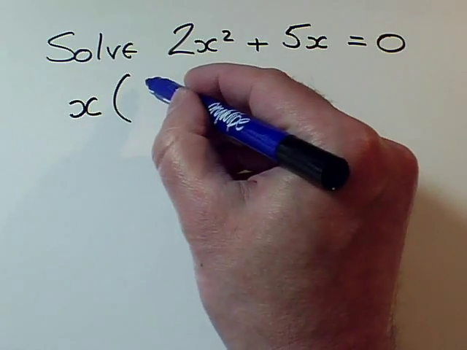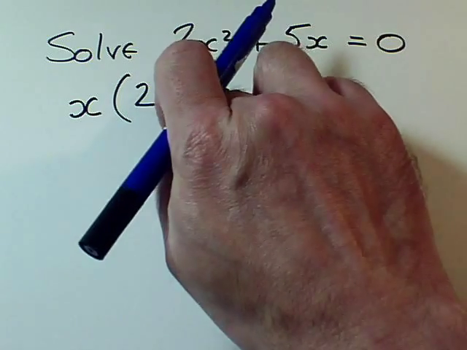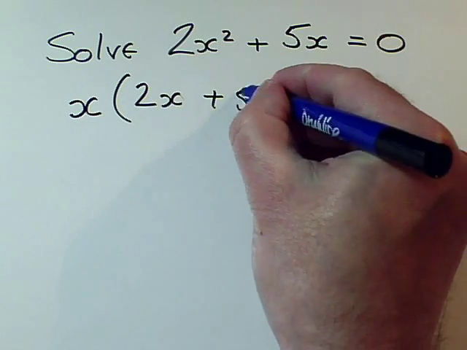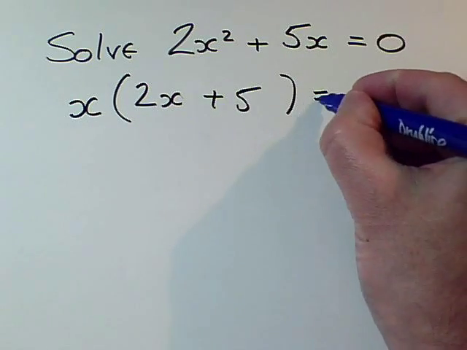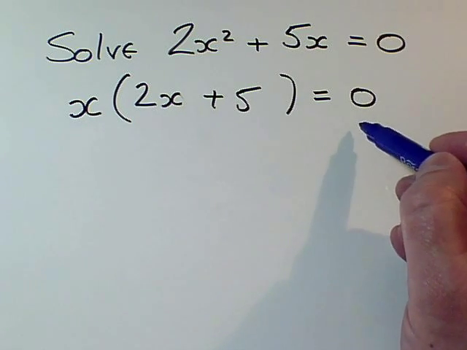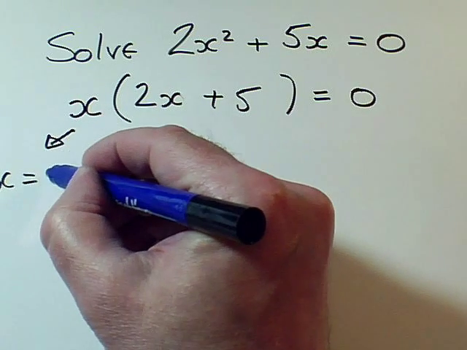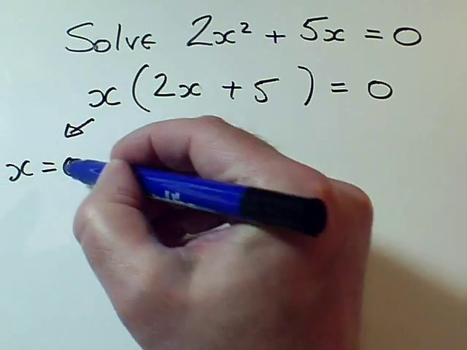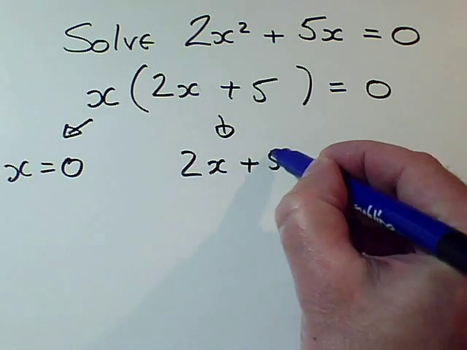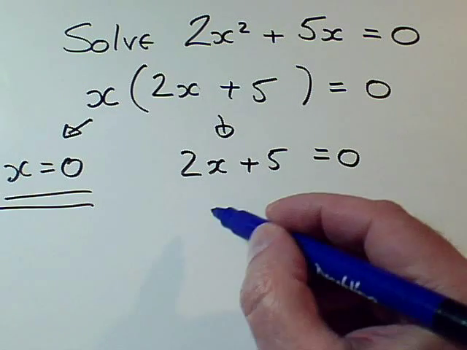And inside the bracket, I need 2x to make the 2x squared term, and I need a plus 5 to make the plus 5x term, and this equals 0. So I've got something times something equals 0. It's a magic 0 on this side, and my possibilities are x equals 0 and the bracket equals 0, 2x plus 5 equals 0. So that's already an answer. That's what x could equal.